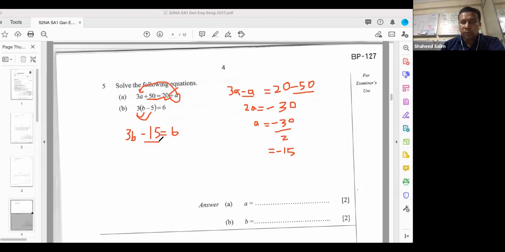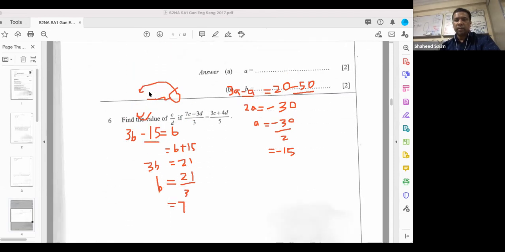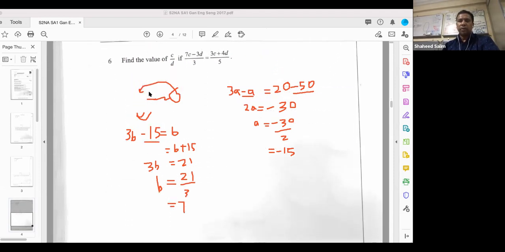Step 2, bring this over. This one becomes 6 plus 15. Minus 15 becomes plus 15. And it equals to what? 21. So 3B equals 21. Want to find B? 21 divided by 3 equals 7. Okay, I hope okay. All right, we move on to the next one now. Okay, let me see whether we can show you. Yeah, this one now. Can you try?